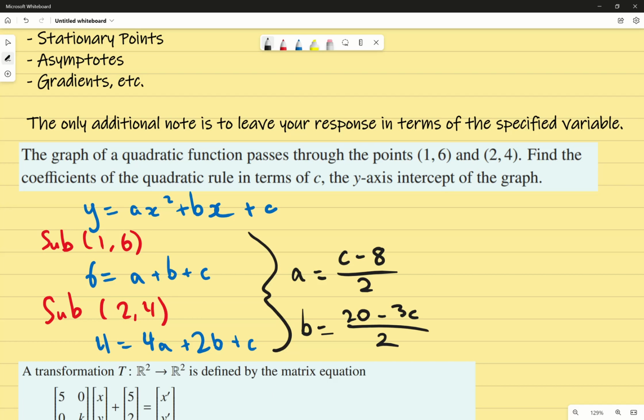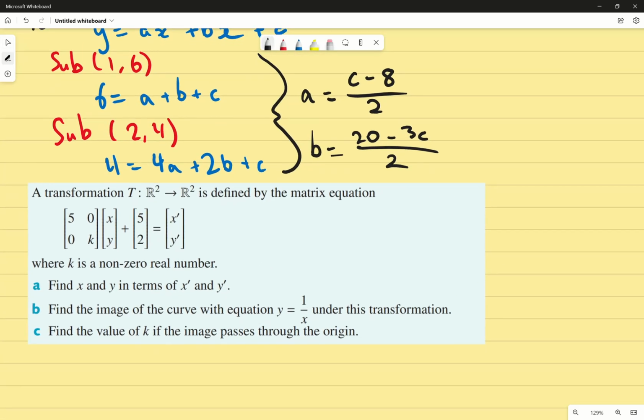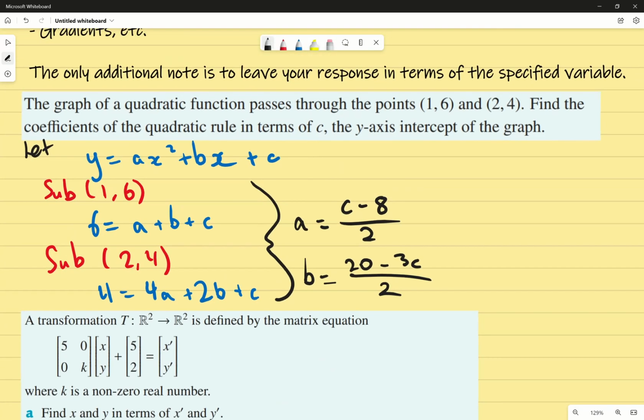We've specified, to be fair, I should have written let y equal blah blah blah, but we specified a equals that, b equals that, and we've done it in terms of c, so I'm happy with that. If you're not sure, you can write out the whole equation as well if you'd like. Great. Let's move on to this question here. Sorry? No, it says find the coefficients of the quadratic. Yeah. No, that's fine. In terms of c, the y-axis and stuff. The wording's a bit weird, but I get your point. So we've found all the a and b coefficients in terms of the y-axis intercept, which is c.